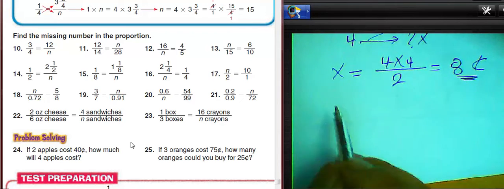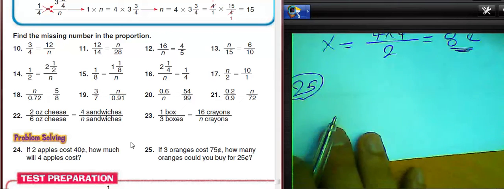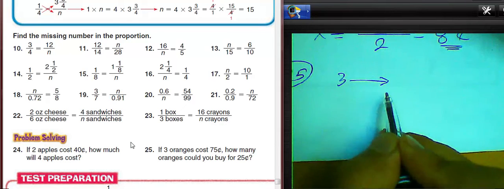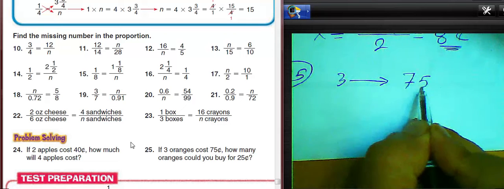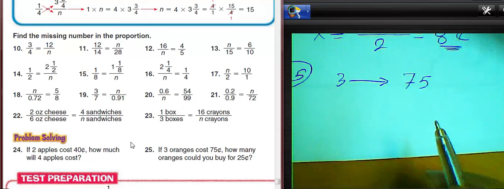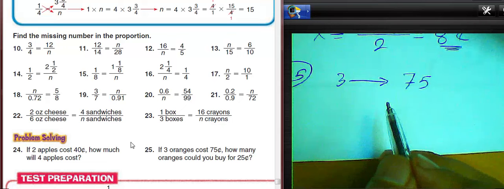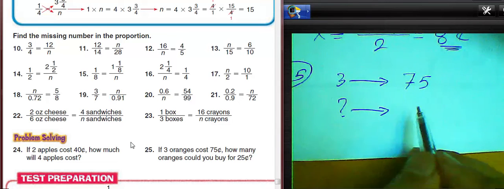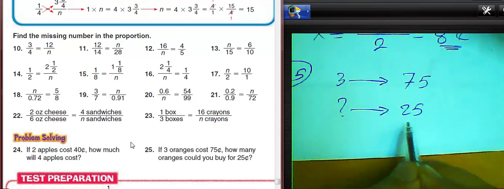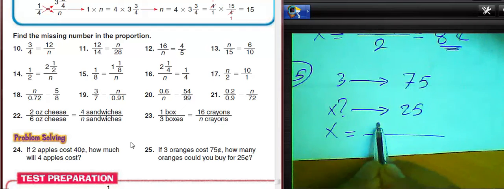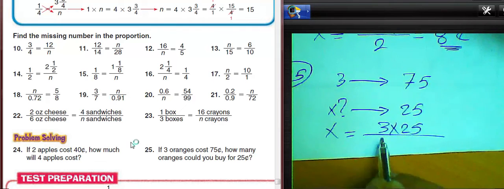Question 25. If 3 oranges cost 75 count, how many oranges could you pay for 25 count? How many oranges can you pay for 25 count? We will write x here. X equal 3 multiply 25 over 75.